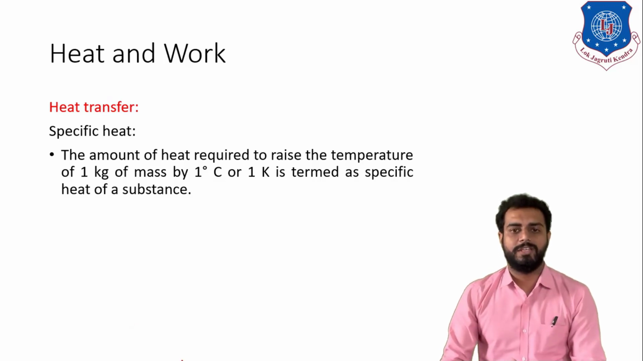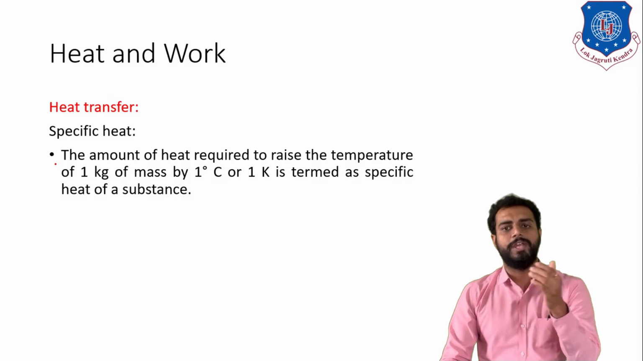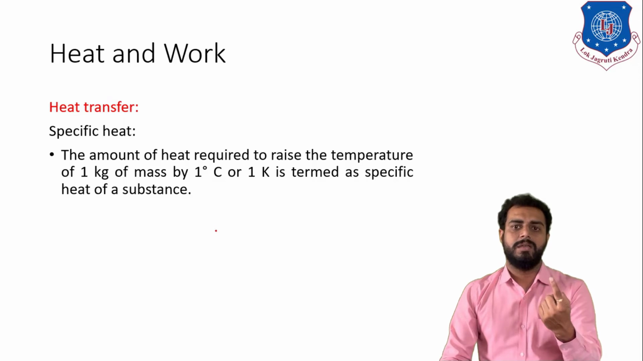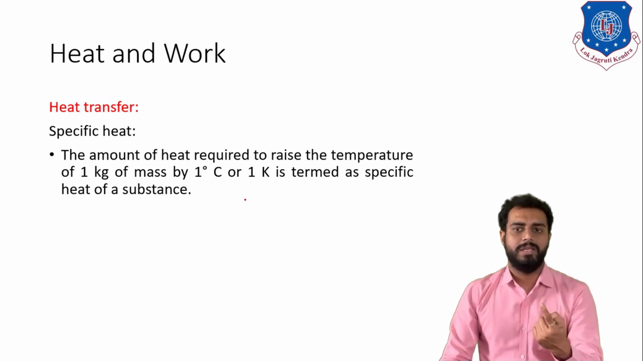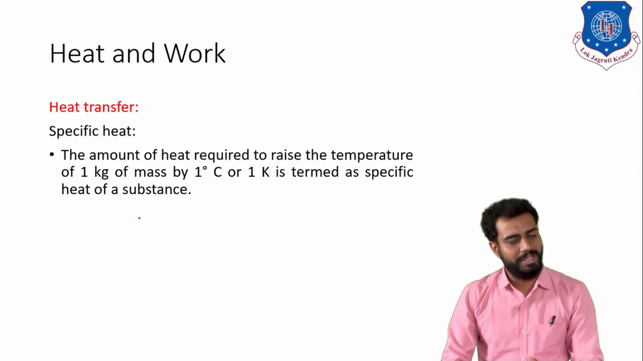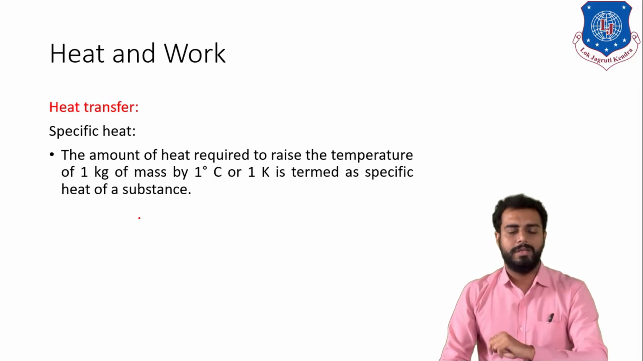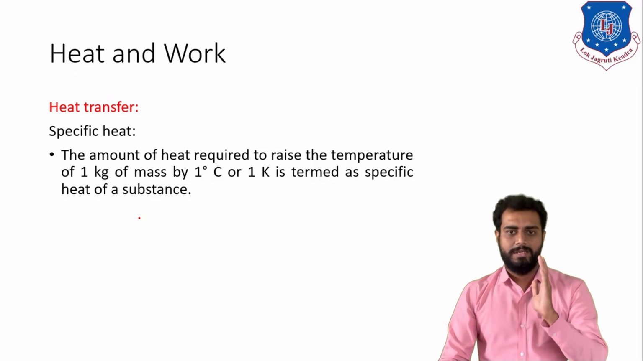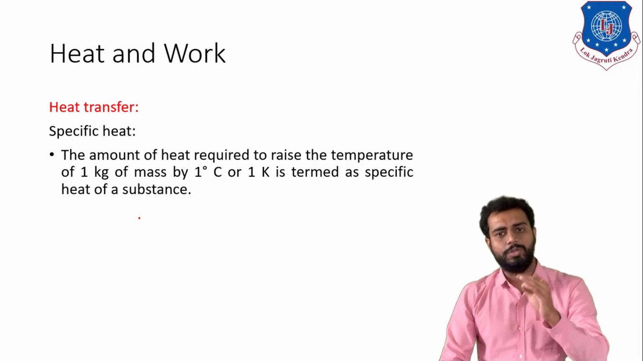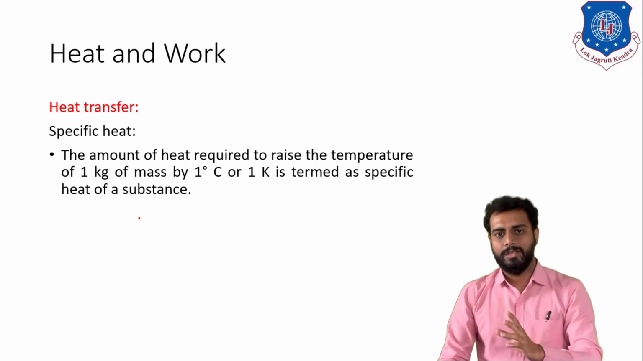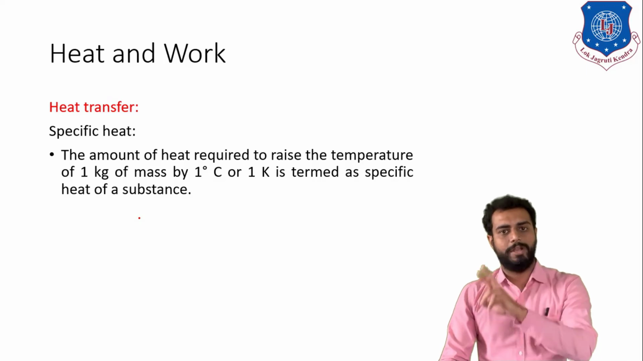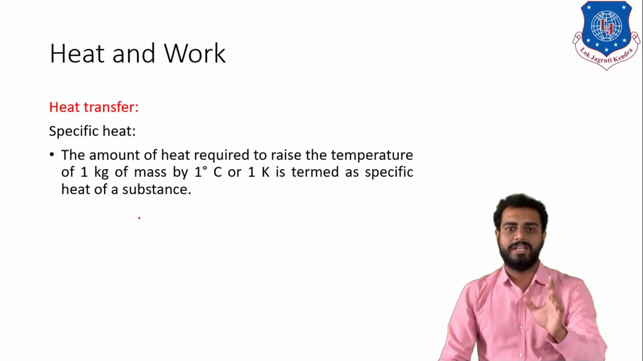Let's see the formal definition. The amount of heat required to raise the temperature of 1 kg of mass by 1 degree Celsius or 1 Kelvin is termed as specific heat of a substance. That means, let's say you have 1 kg of water at 20 degrees Celsius and you want to raise the temperature of 1 kg of water to 21 degrees Celsius. That amount of heat given to the water, that will be called as specific heat, because you have 1 kg of water and you have converted the temperature from 20 to 21 degrees Celsius. Okay, so that is simple.